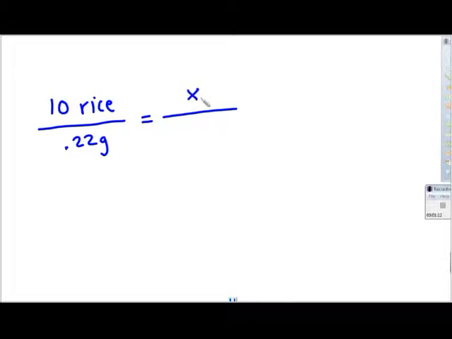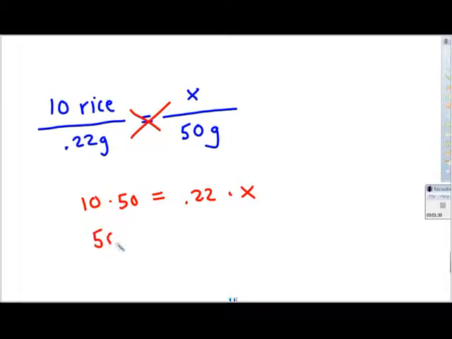So our question says, well, how many would weigh 50 grams? So because 0.22 grams is on the bottom on the left side, I need to make sure my mass of my second sample is on the bottom on the right side. And when I have it set up here, it's proportional. All I do is cross multiply and solve. And so I get 10 times 50 is equal to 0.22 times x. 10 times 50 is 500. So 500 is equal to 0.22 times x. To solve for x, I'm going to get x by itself. So I divide both sides by 0.22.